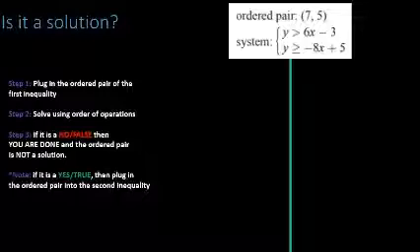See, now in this case, we have to plug in the ordered pair into our first inequality. Then solve using order of operations like we always do. If we determine that it is not true or it's false, guess what? You're done, and it's not a solution because you have to have both as the solution. Not one, but both. And then if it's true, you just do the second one. And if that's not true, it's not a solution.